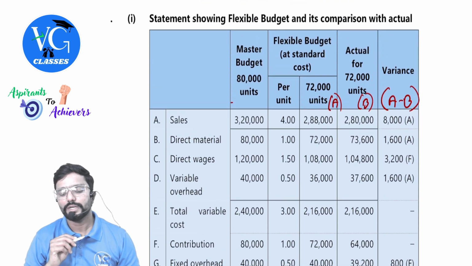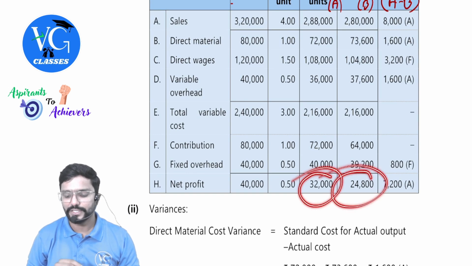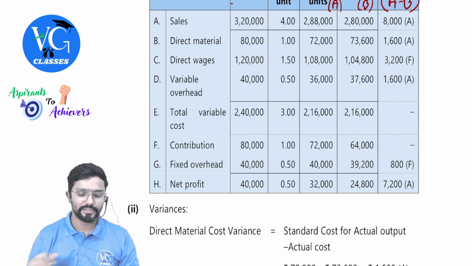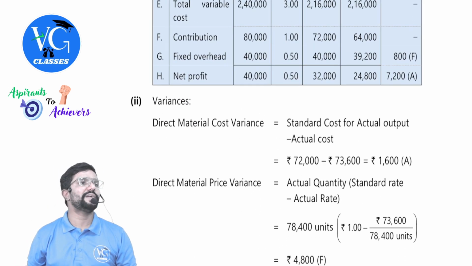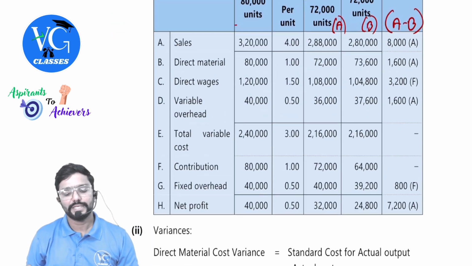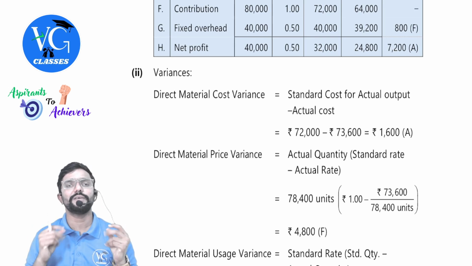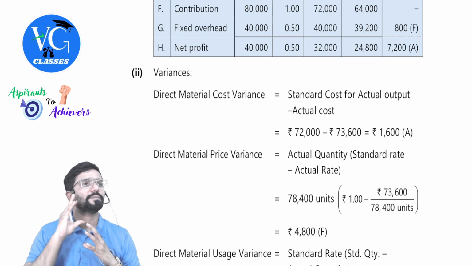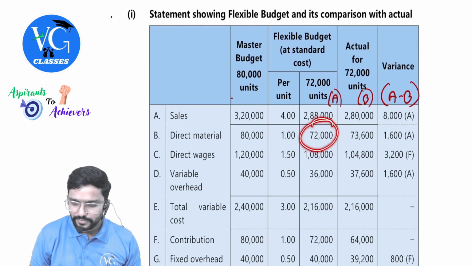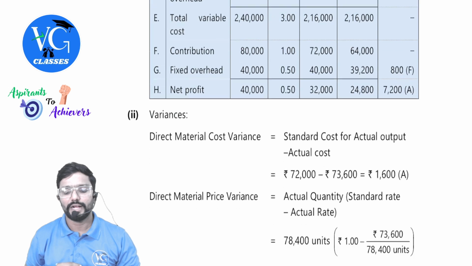Net profit is also computed. Okay. Budgeted was 32,000, whereas actual is 24,800. 7,200 adverse, sir. Now, they have also asked variances, guys. This is the first part. Second part, direct material cost variance. What is the formula for material cost variance, guys? Standard material cost minus actual material cost. We already found out 1,600 adverse.